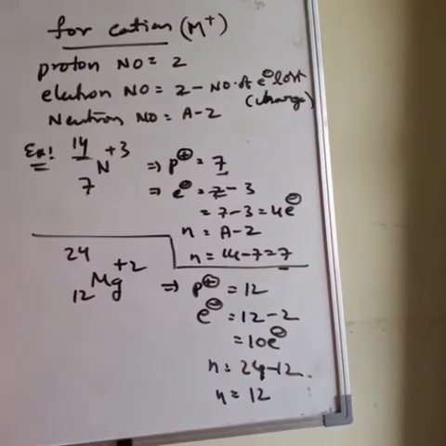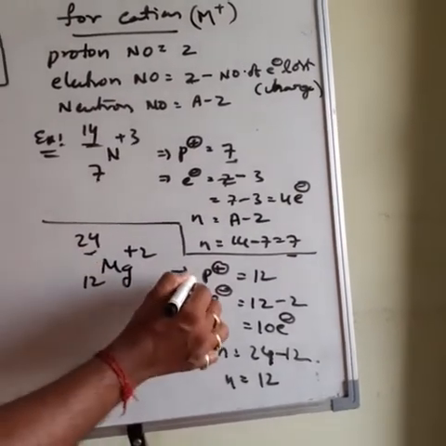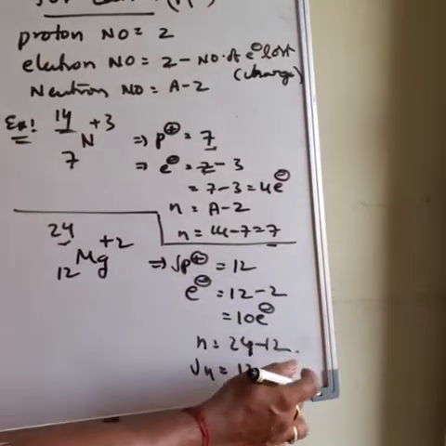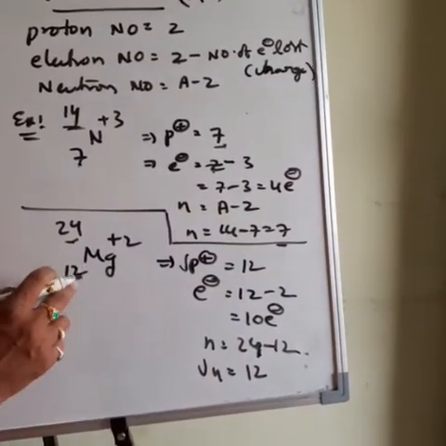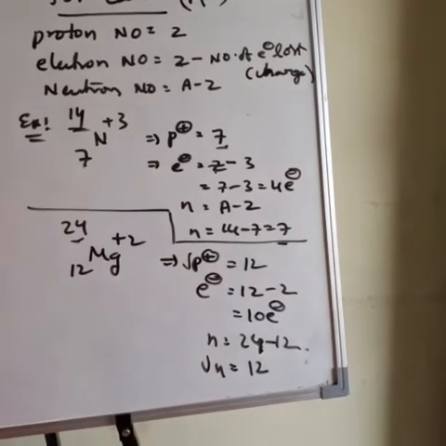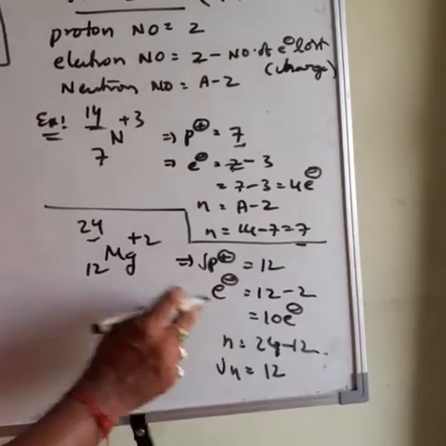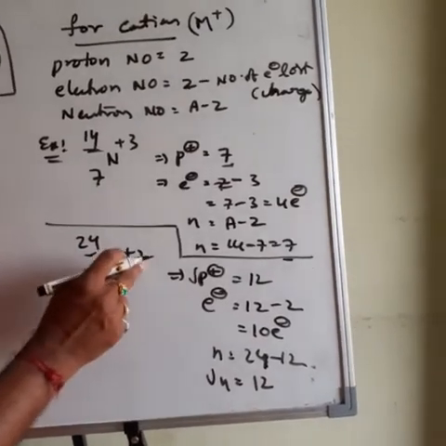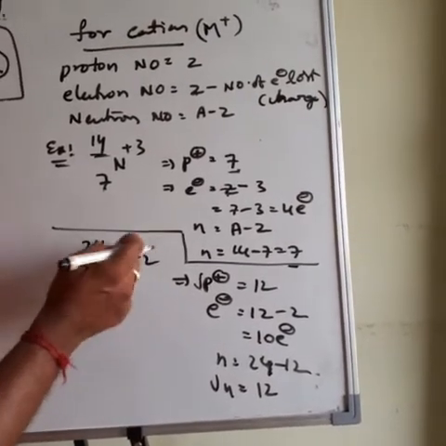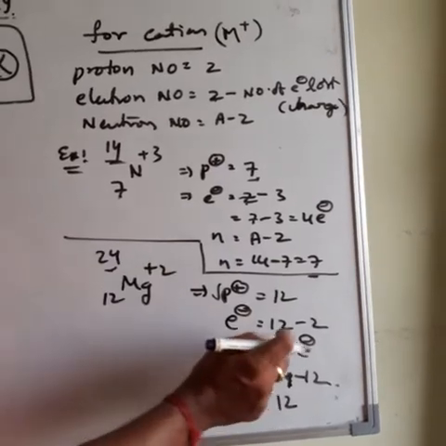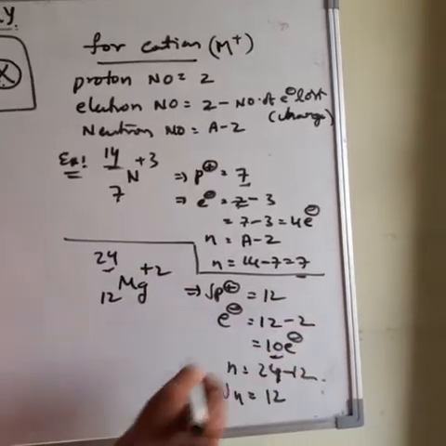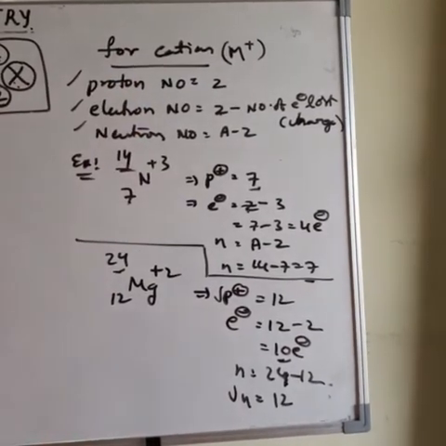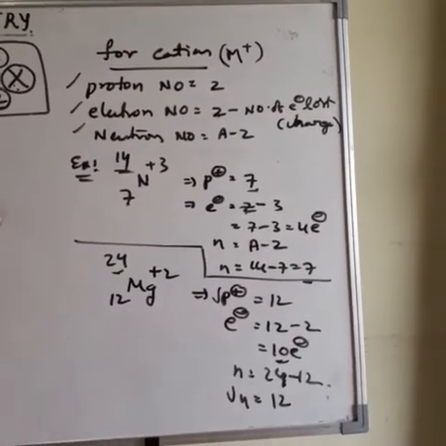Then check here: mass number is 24, the sum of protons plus neutrons, 12 plus 12 is 24. Atomic number equals proton number. Electron number equals proton number, but that is for the neutral atom. In the case of a cation, 12 minus 2, as 2 electrons are lost, that's why positive charge is gained. 10 electrons are present in this cation. So these are the formulas for the number of electrons, protons, and neutrons for the cation.